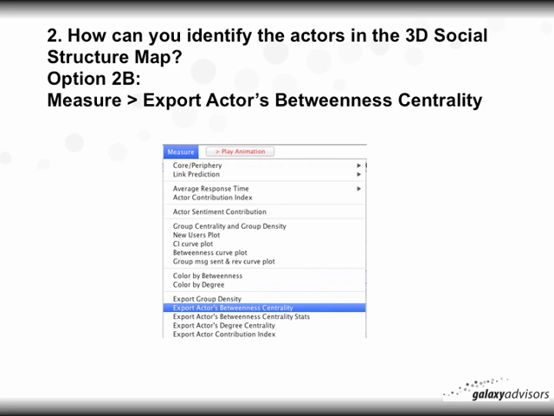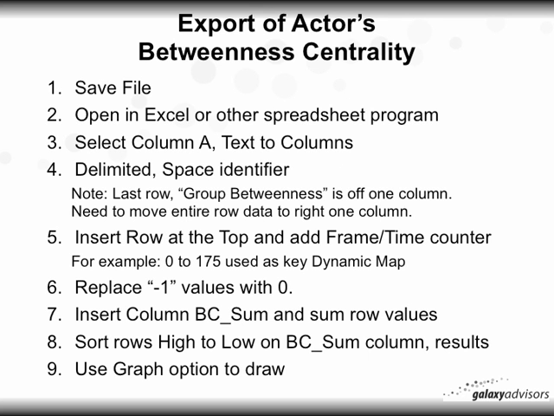Now you can identify the actors in the second option, or what I call option 2B, which is to click the measure export actors betweenness centrality, where you'll have a spreadsheet of the people. Then with a few little modifications to the spreadsheet, you'll be able to recreate those graphs and pinpoint exactly who is in a spreadsheet.